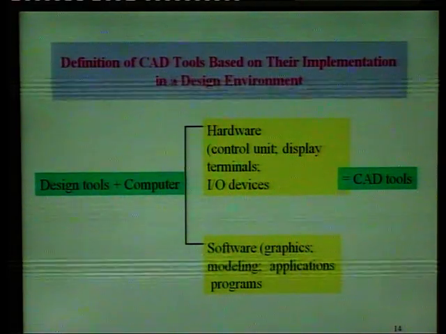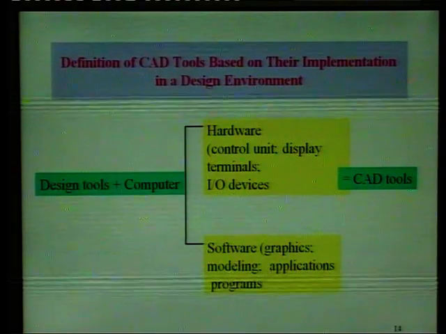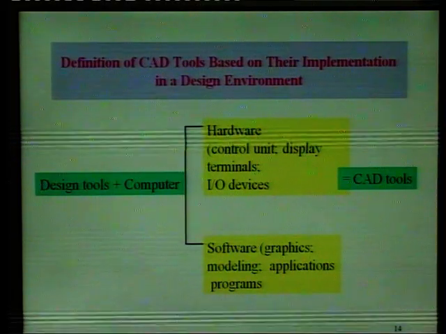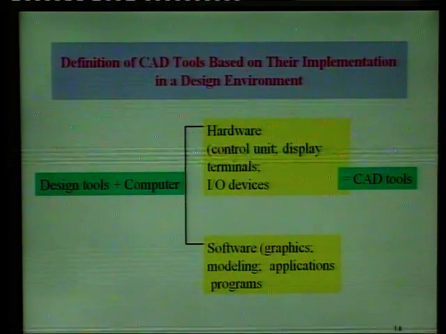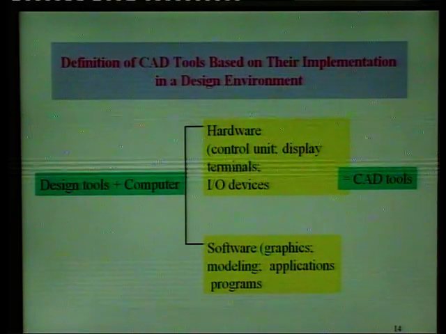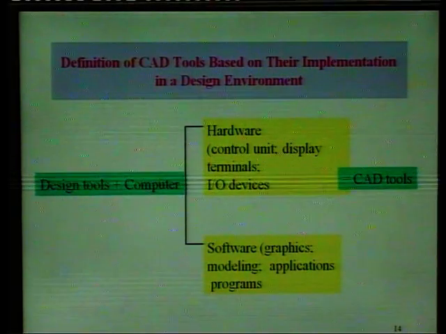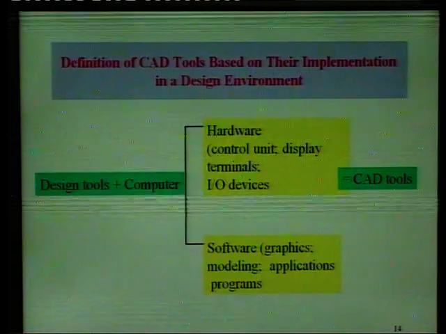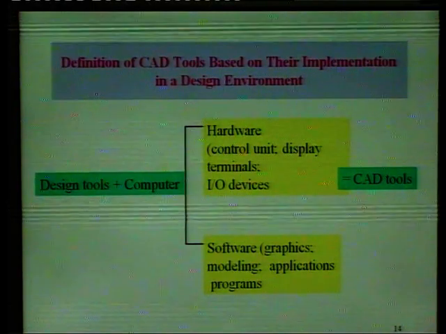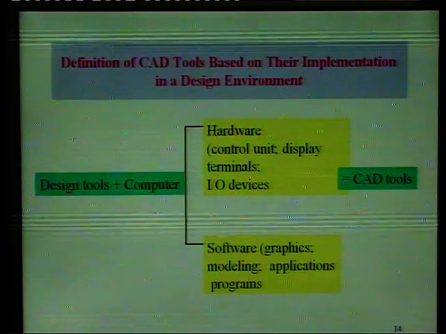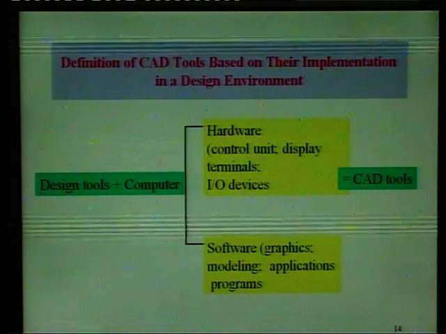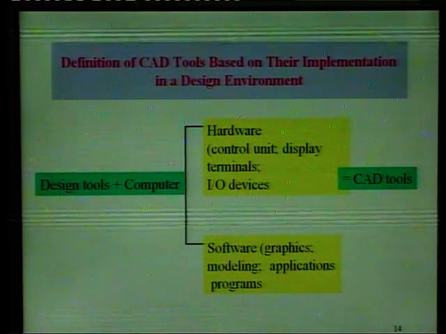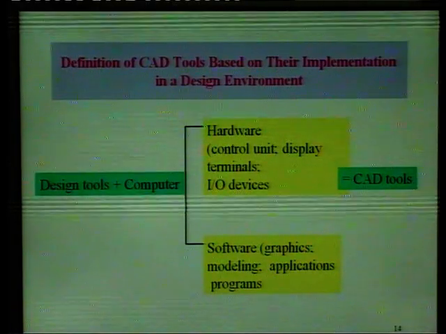Input devices are like mouse, keyboard, tracker ball or joystick, etc., and output devices are like plotters, printers, even the display unit is sometimes considered as an output device, because it gives us the instant output of whatever work is being conducted on the computers. The second part of the CAD tools is its softwares, which are required for doing graphics modeling applications and for running application programs on it.